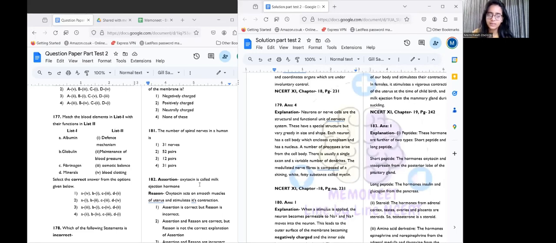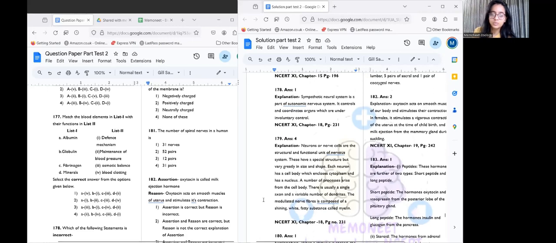The reasoning for the assertion is what? It acts on the smooth muscles and stimulates its contraction. So the answer for this statement will be answer number 2, which is assertion is correct, reasoning is also correct, but the reasoning is not the explanation for the assertion. Right. Because oxytocin will act on the smooth muscles, but that doesn't mean that that will help in the release or ejection of milk, right?